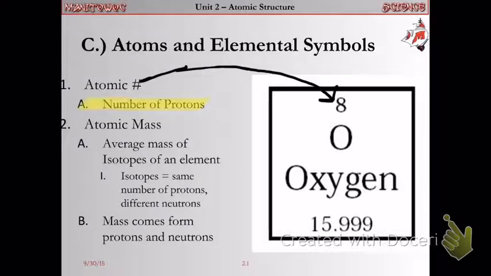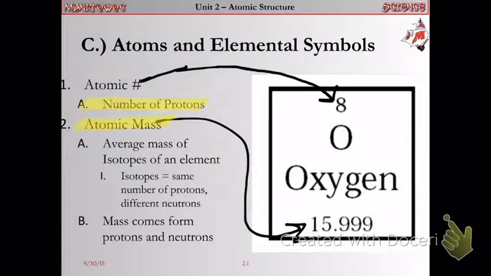Okay, so let's see. Atomic mass is down there, on the bottom of those elemental symbols. The way you recognize the atomic mass is it's never a whole number. It's always got a decimal after it. So that's going to be your atomic mass down there.